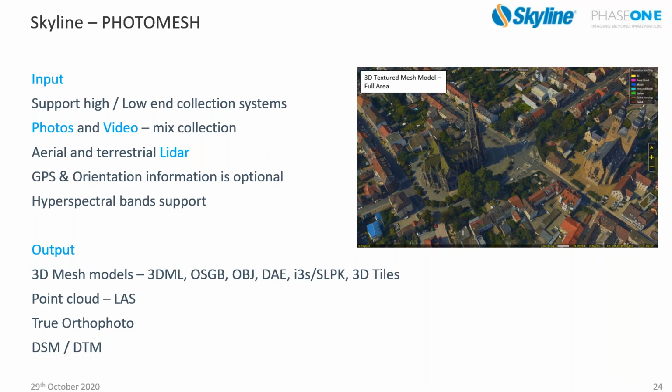And we support multiple bands. We can produce up to 12 bands in an ortho, and a different combination of bands in 3D meshes and colorized point clouds. The output formats that we support, we're pretty compatible with any industry standard. We have our own 3D mesh format called 3DML. We also support OSGB, the typical open standards, OBJ, DAE, Collada, as well as SLPK and 3D tiles. The point cloud is in a LAS format that has embedded attributions such as colors and other information from the mesh production, the 3D reconstruction. A true orthophoto, so pixel-based rectification for true orthogonal view, so no building lean or anything like that, and a full DSM and DTM suite.